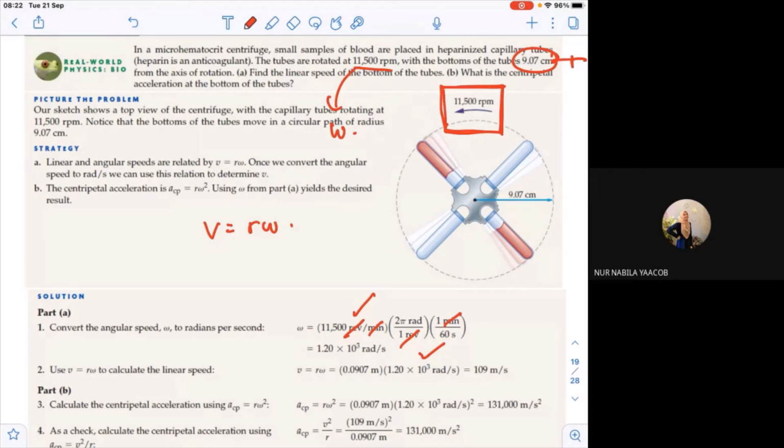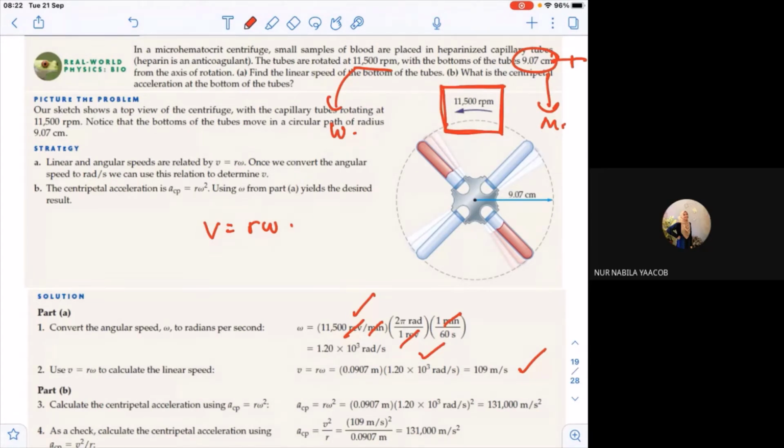Then you can put that value in the equation v equals r omega. Make sure that R is in SI units also. Here it is in centimeters, so you need to convert it to meters: 0.0907 meters, times 1,200 radians per second. So the answer is 109 meters per second. Look at how all the units used are SI units.